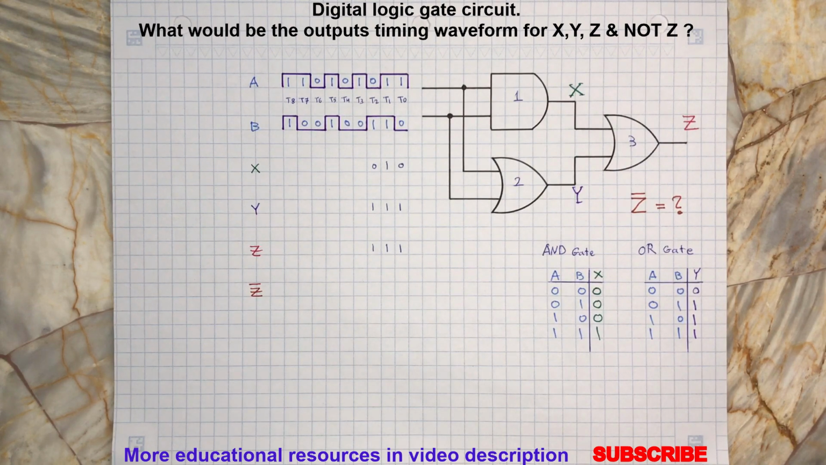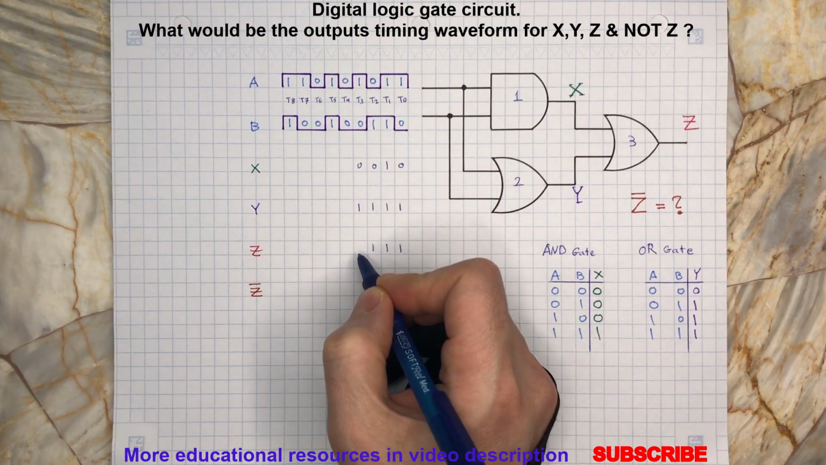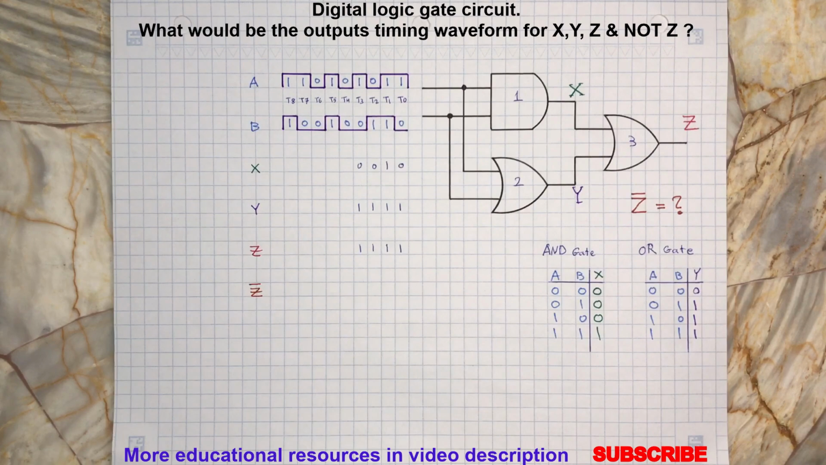During the time interval T3, the input A is 1 and B is 0. So the output X will be logic 0 and Y will be logic 1. Therefore, again, we will have a logic 1 at Z. At T4, both inputs A and B are 0, so both outputs X and Y will be logic 0. This will lead to a logic 0 at Z.